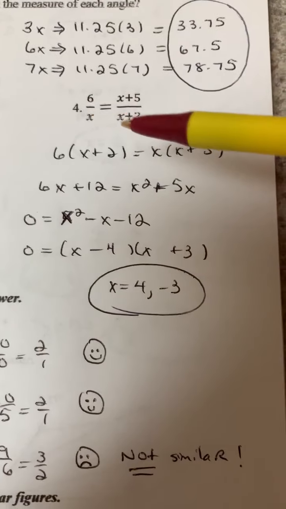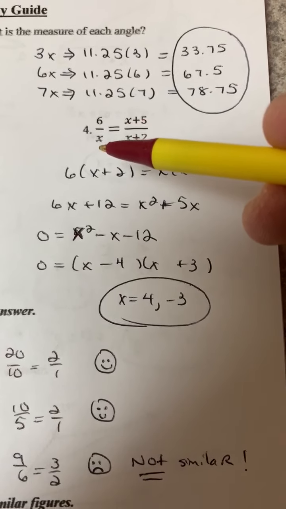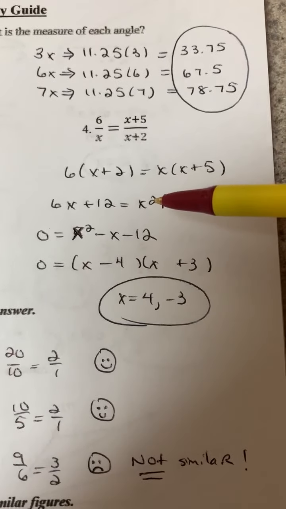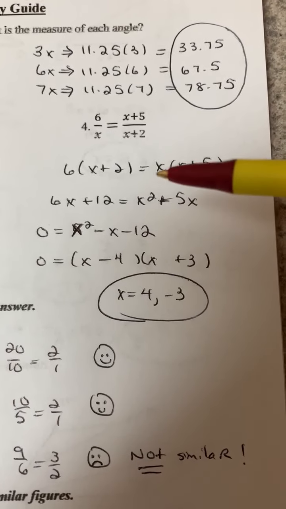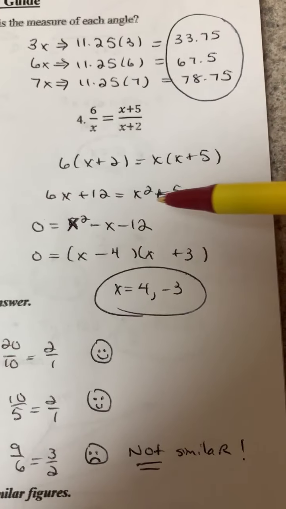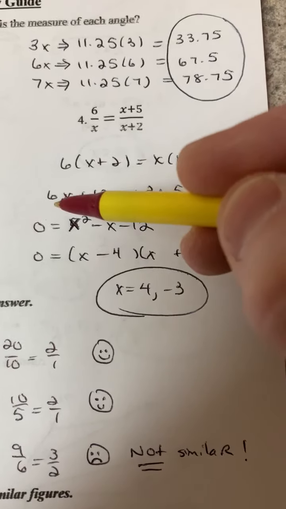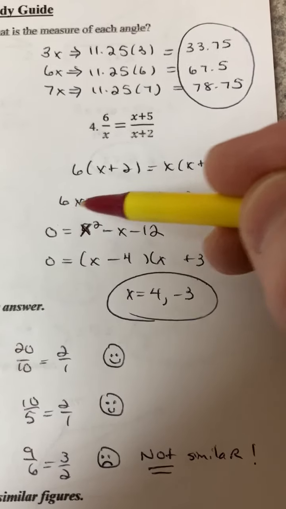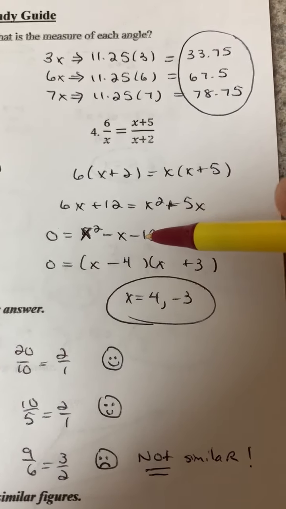For number 4, cross products here once again, but the catch is, notice you're going to multiply an x times something that already has an x. So that means you have an x squared, and we all know what x squareds mean. You're going to end up having a factoring problem. So I took everything to the right-hand side. After you get 6x plus 12 and x squared plus 5x, subtract the 6x, gives you negative 1x. Subtract the 12, gives you negative 12.